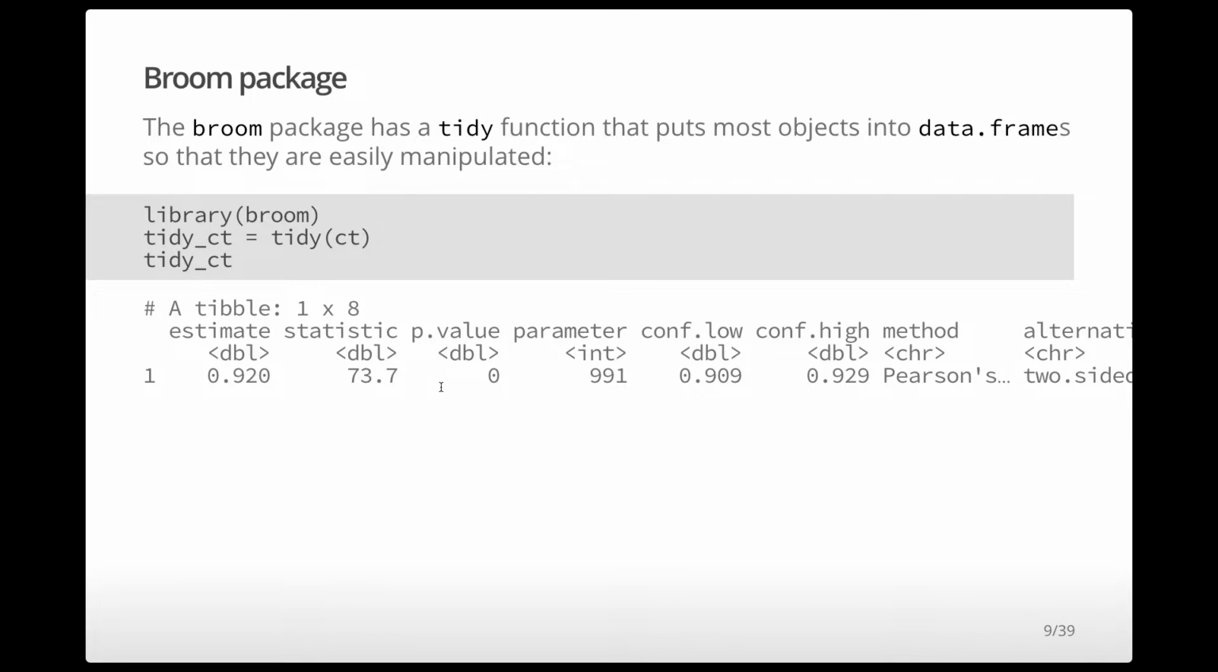Okay? So now this object, tidy_CT, has all the things that are relevant that you would want to extract. The estimate, which is the correlation, the statistic, the p-value, the parameter, which is the degrees of freedom in this case, the lower and higher limits of the confidence interval. What is the method? Saying it's Pearson's and giving the alternative and all the other information into a format that now you can do whatever you want with, like mutate or arrange or filter or really select certain columns from this thing.